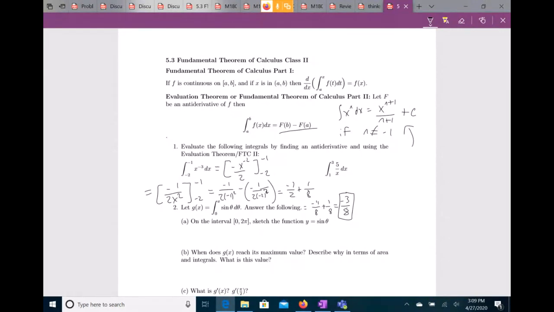That's technically correct. The antiderivative of 1 over x is the ln of the absolute value of x.